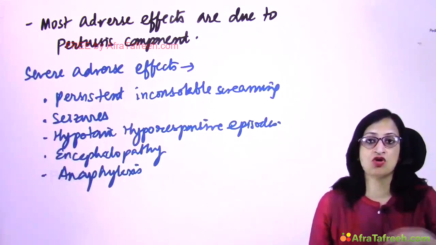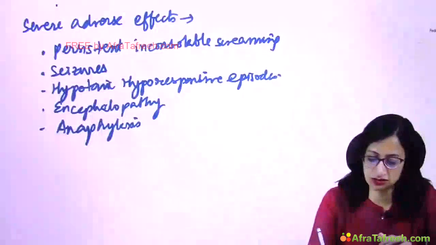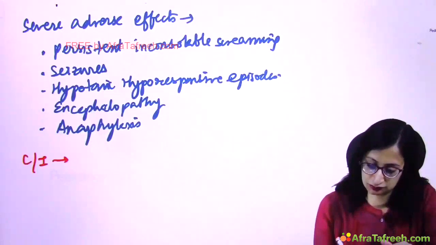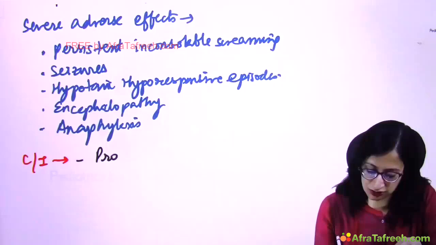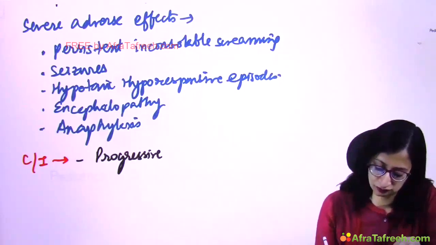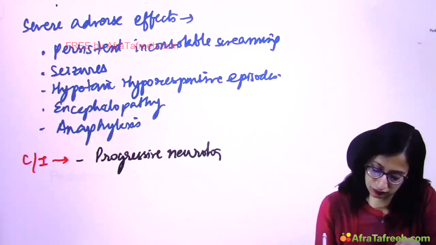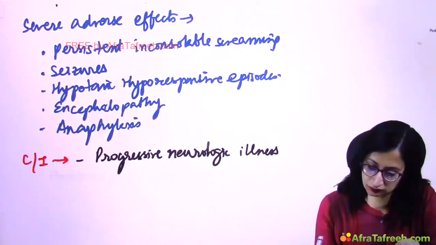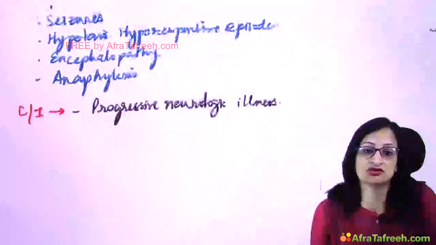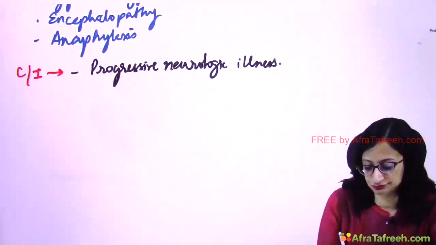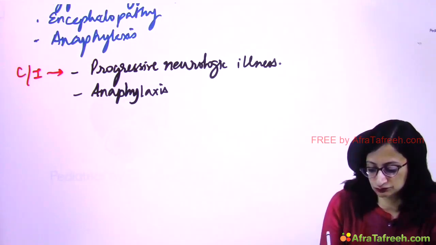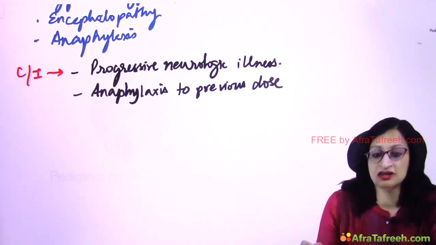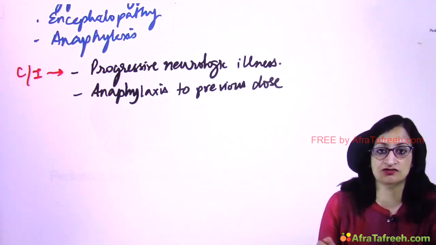Okay. Some contraindications to DPT vaccination include progressive neurological illness. So if a child has got progressive neurological illness, anaphylaxis to a previous dose of DPT vaccine, or encephalopathy within 7 days of vaccination.